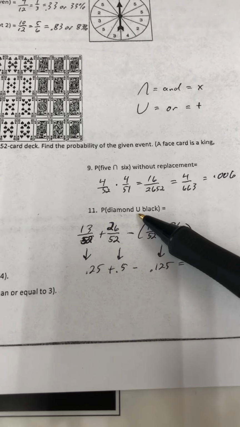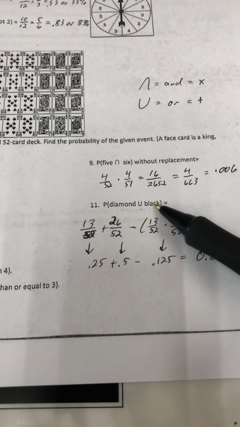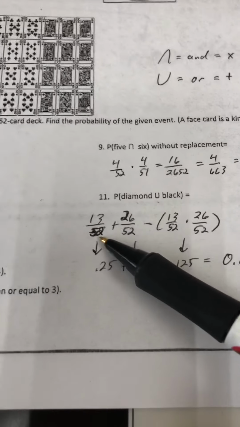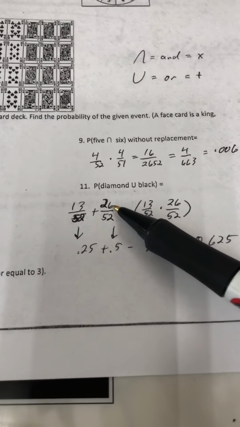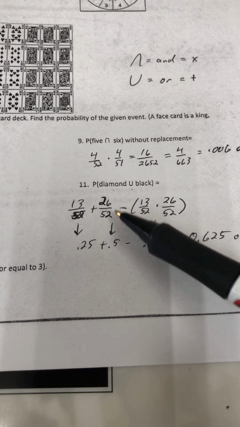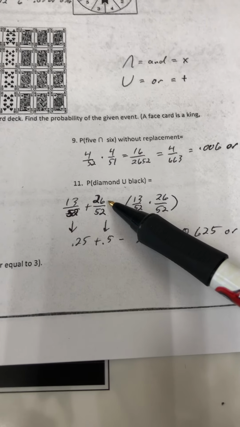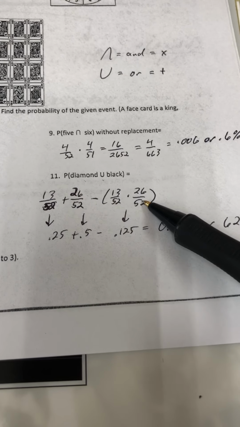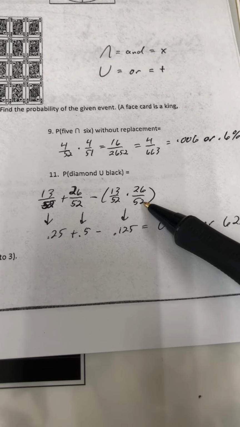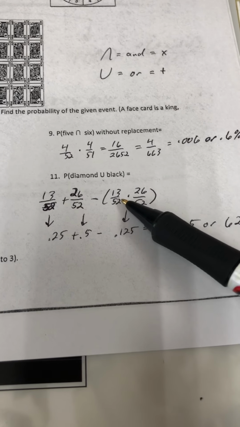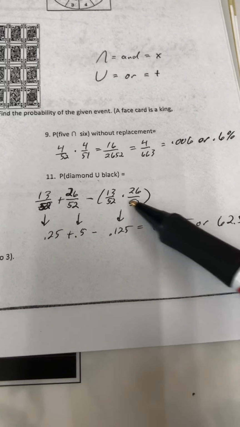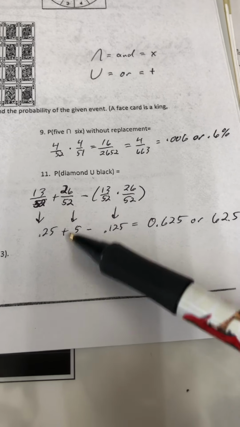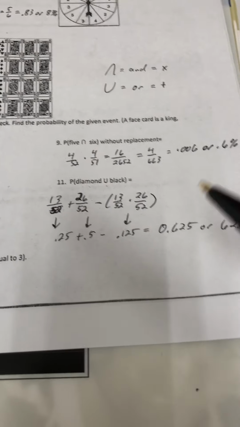Now, diamond or black. I take the diamonds, there's 13 out of the 52. Sorry, it's so ugly. And then you have the black, which is 26 out of 52 because you have the clubs and the spades. And then you take those two together, the A and the B together, and you subtract where they're together. I just changed it to decimals. It was a little bit easier to see.